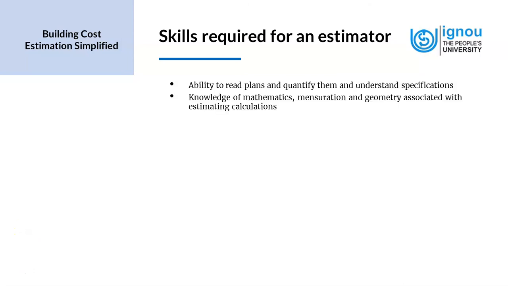Knowledge of mathematics, mensuration, and geometry associated with estimating calculations is a skill that an estimator ought to have. Simple calculations like finding the area or finding the volume, the cubic volume of any cube or cuboid, as the case would be. So a basic understanding of mathematics and mensuration and even geometry is an important skill that an estimator ought to have.